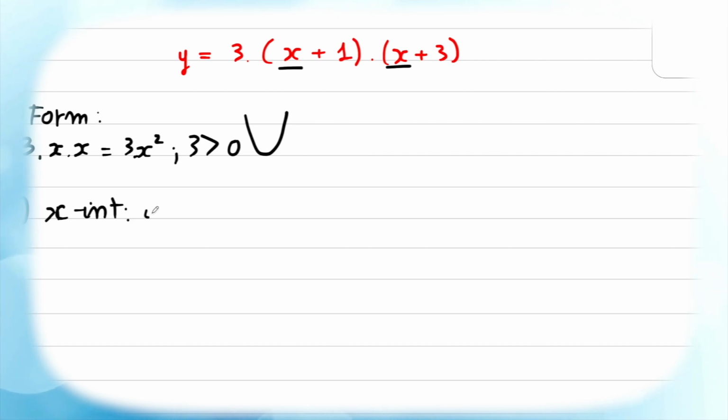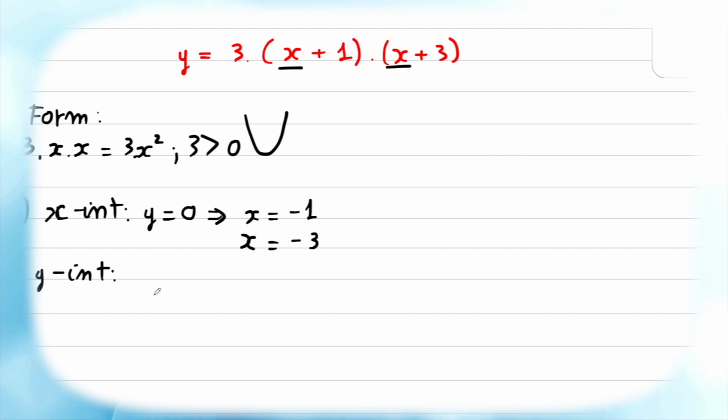About the x-intercept, set up y equal to 0. And then you got x equal to -1, and then you got x equal to -3. At the same time, I think I can figure out the value of the y-intercept. The y-intercept means x equal to 0. So y here, 3 times 1 times 3 will be 9. And then you got 3 here.